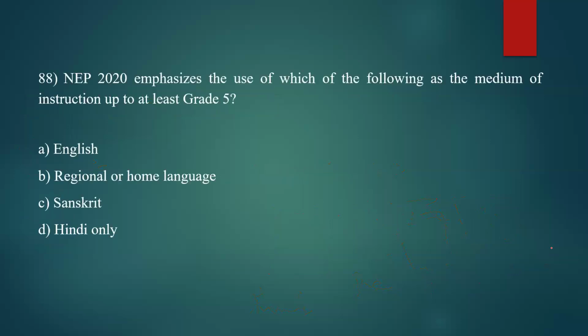So next one. Option B, regional or home language. NEP 2020 emphasizes the use of which of the following media of instruction? They are concentrating on regional and home language. Students can study in regional and home language. There is no need to study everything in English or in Hindi. They can study in their own regional or home language, up to grade 5.